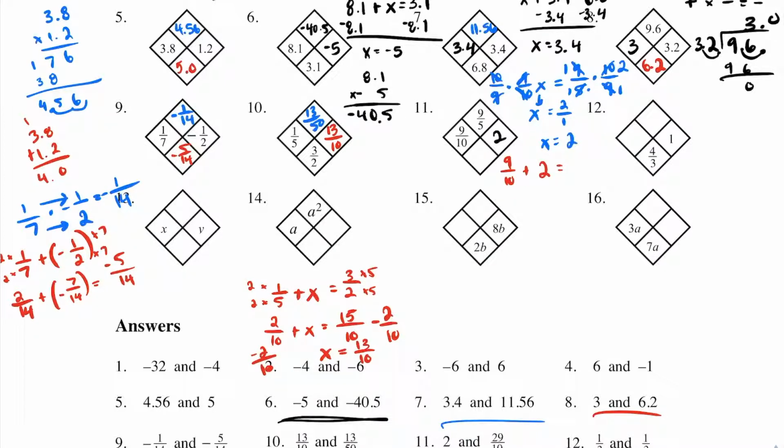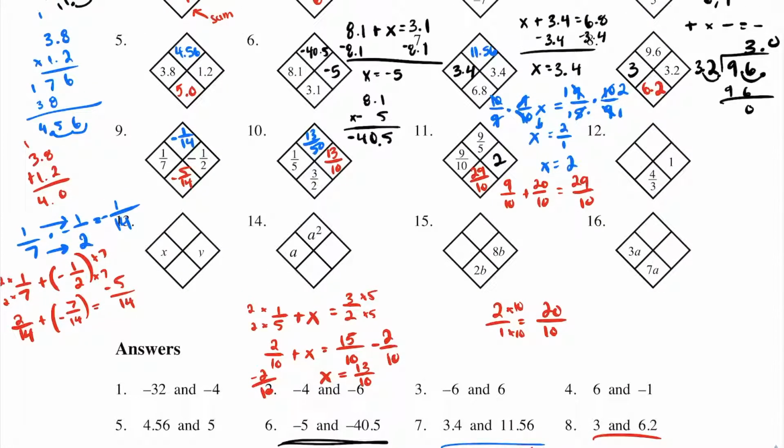Let's change 2 into a fraction with a denominator of 10. Okay, so I'm going to do that down here. 2 over 1. I need to get my denominator to a 10, so it looks like I multiply both the numerator and the denominator by 10. So I'm going to add 20/10 to 9/10 for a total of 29/10. And that is my sum. How did I do? Excellent. There we go. Okay, number 12.